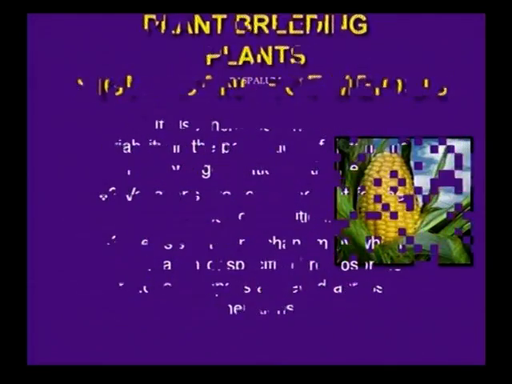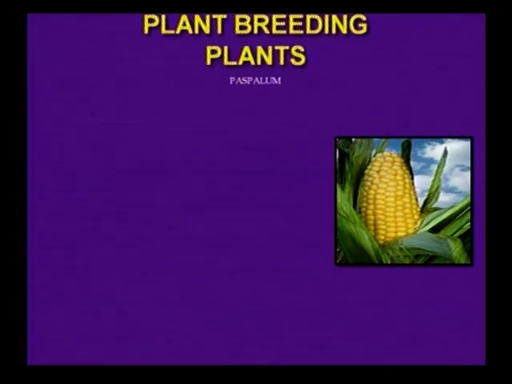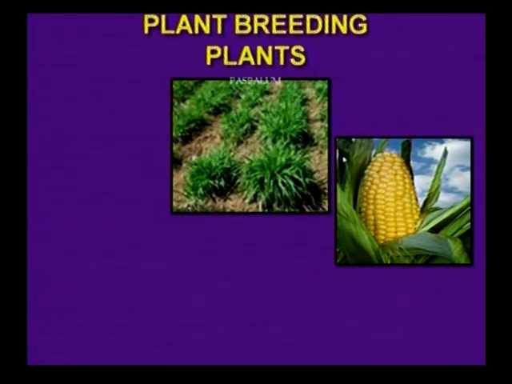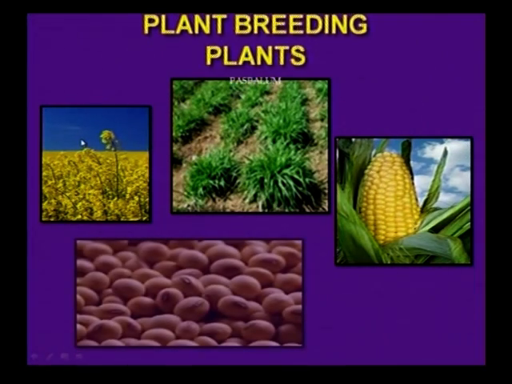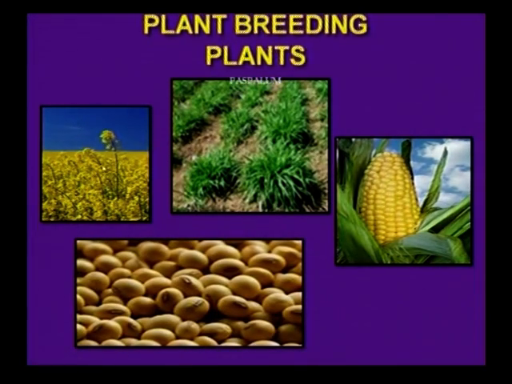Another one we can see here friends, what is it? This is maize, we know that. Here this is paspalum, and the next one is brassica, see how wonderful it is. And another one is soya bean. These are some of the examples where the breeding occurs.